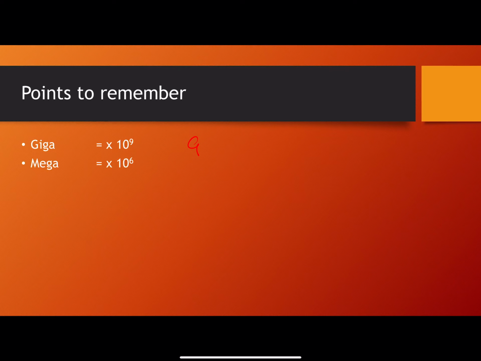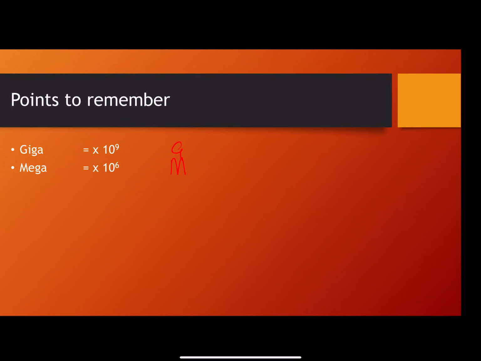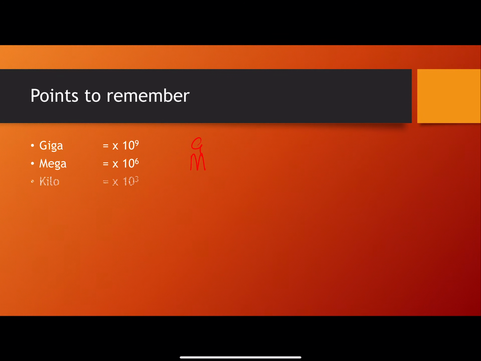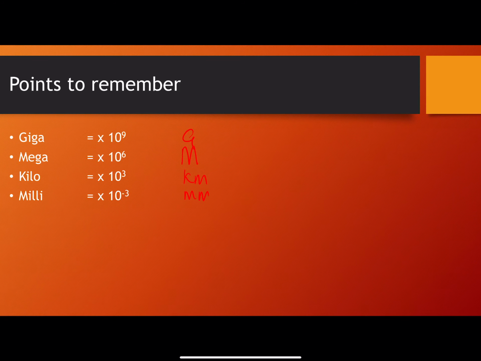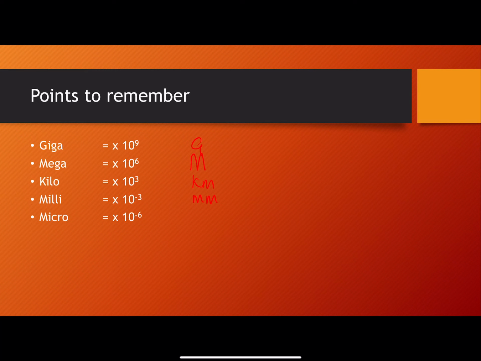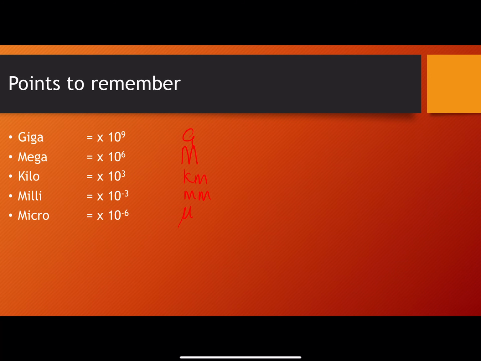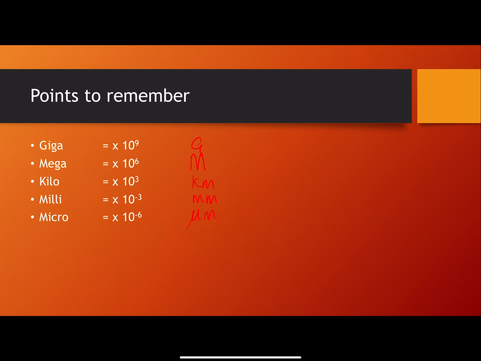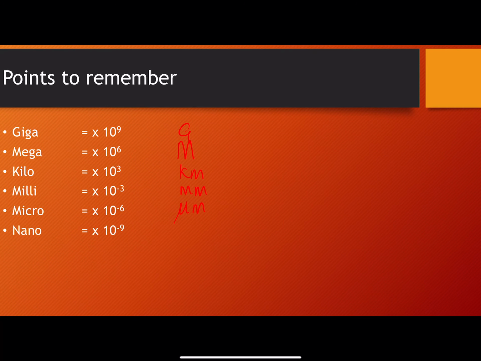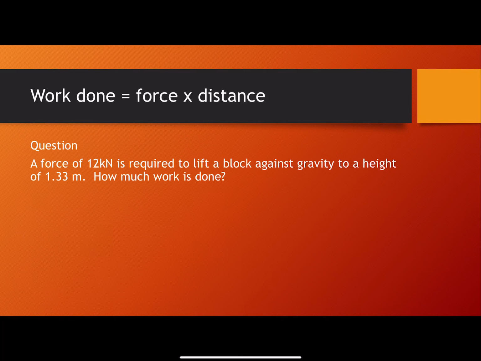Next one, mega. Capital M for mega. Kilo, as in kilometre. It's times 10 to the 3. Milli, as in millimetre. Micrometre. And nano is the last one. Nano, a little n, and then you might have nanometre there as well.